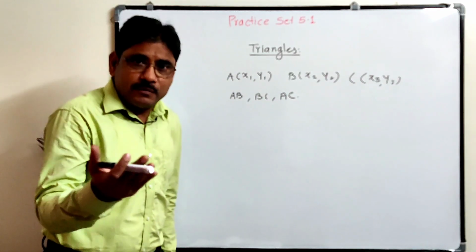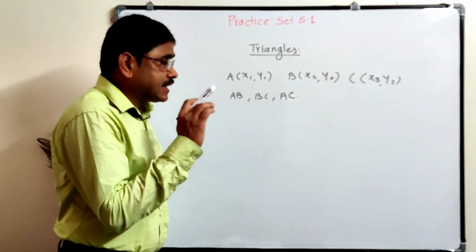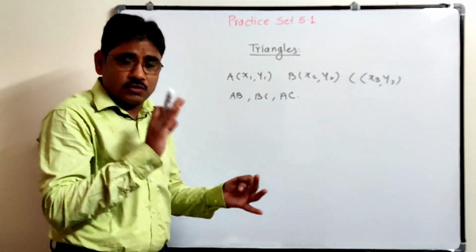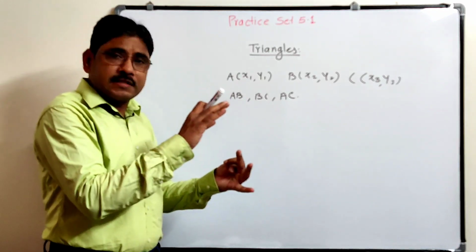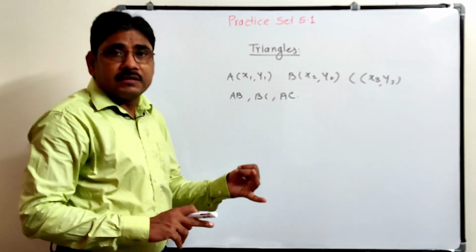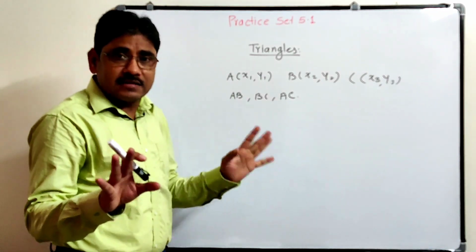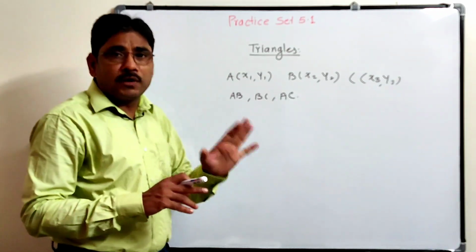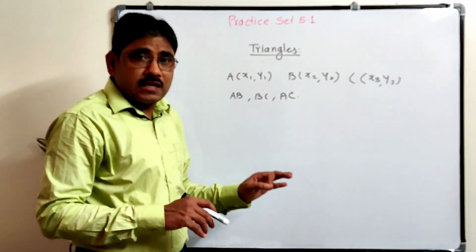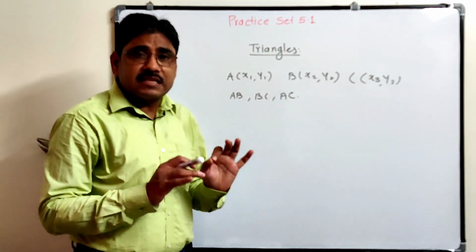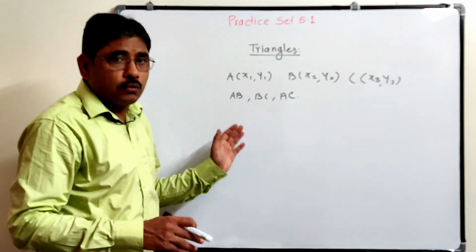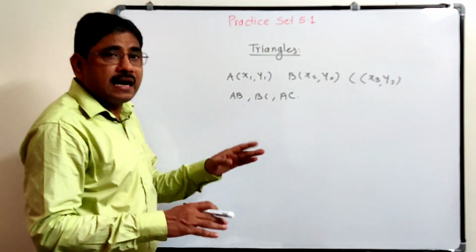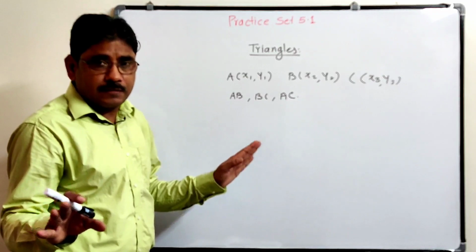So we can show these are the vertices of an equilateral triangle. We can prove these are the vertices of an isosceles triangle. We can prove these are the vertices of a scalene triangle. Is it clear? Equilateral means all three distances must be equal. Isosceles means any 2 distances are equal, any 2 of the three. And scalene means all 3 are different.